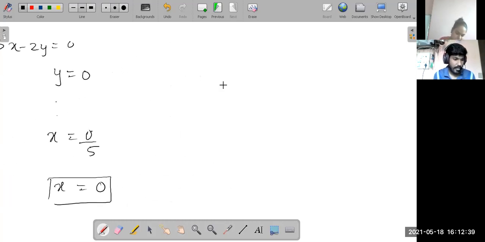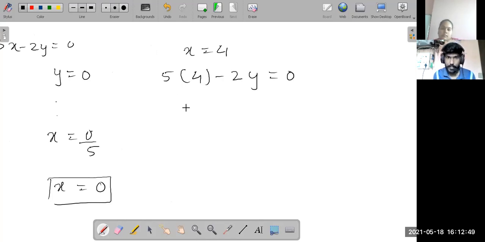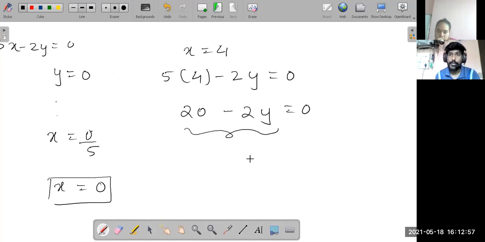Now, when you substituted x as 4, you got 5 into 4 minus 2y is equal to 0. Now 5 into 4 is 20. 20 minus 2y is equal to 0. Now what you have done is you have subtracted 20 and 2y. Can you subtract it that way? There is a variable y here and here there is no variable. So what should you do? You should take 20 on the other side. Minus 2y also you can take, you'll get the same answer.